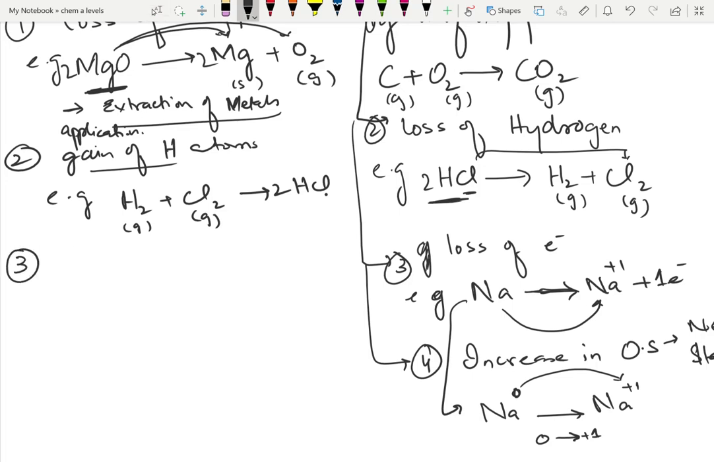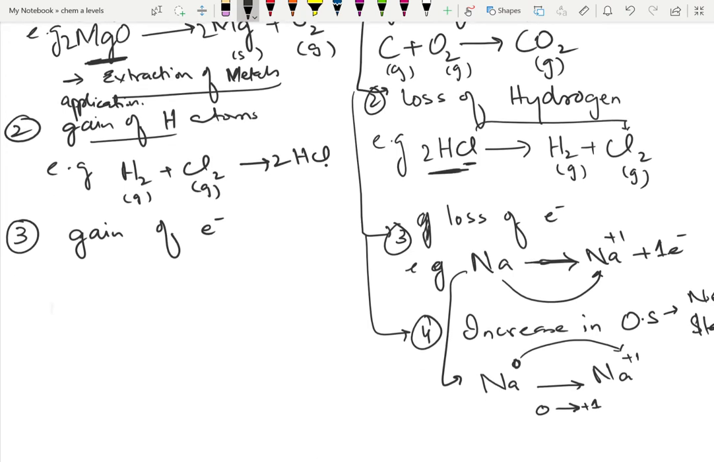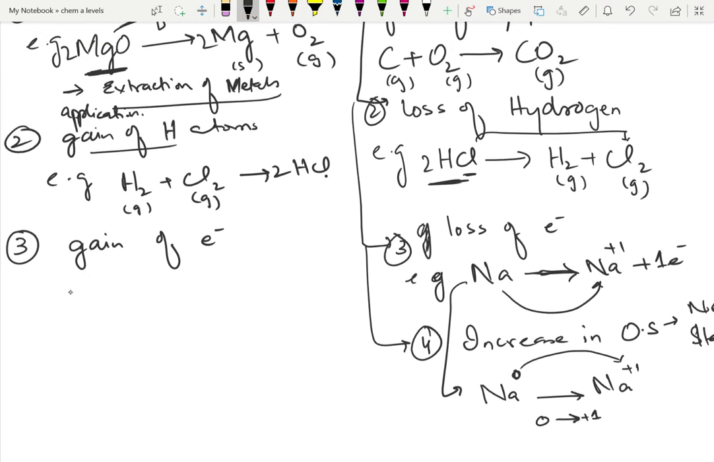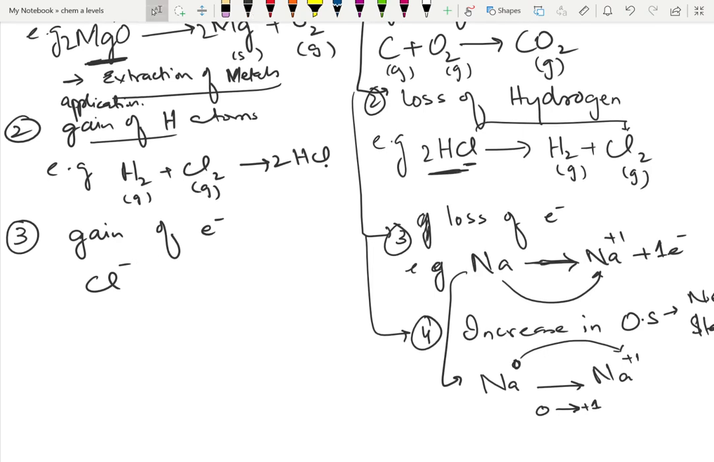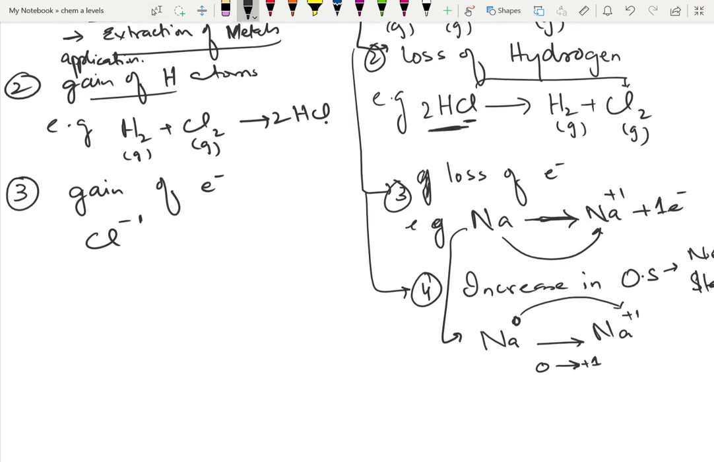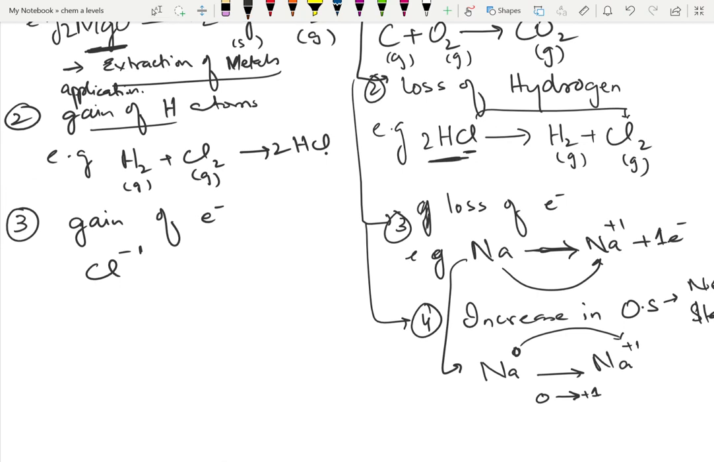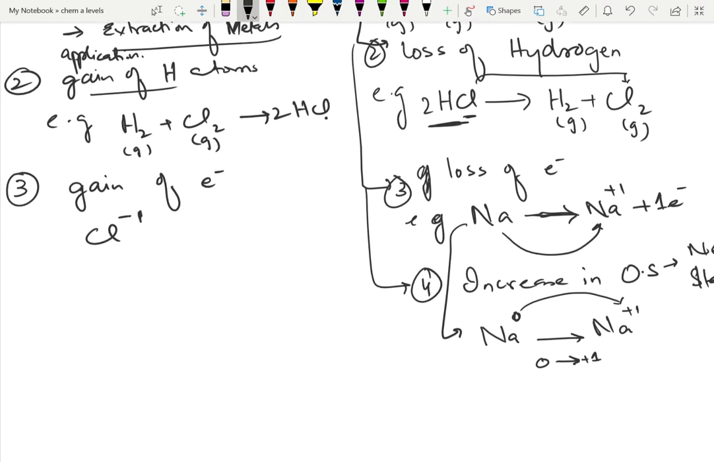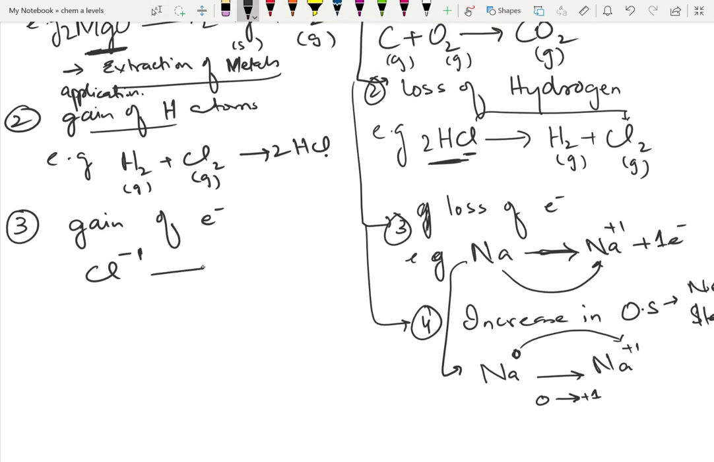Let's come to the third. It is actually gain of electrons in reduction. So if chlorine results in the formation of chloride ions, chloride ions means chlorine is gaining one electron. It is reduction.